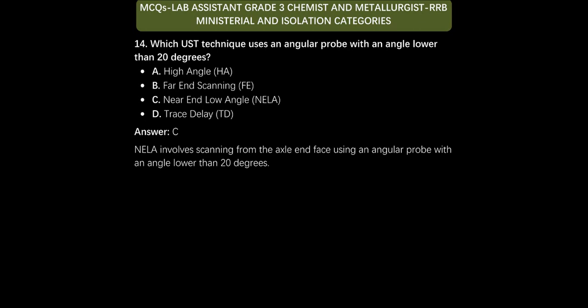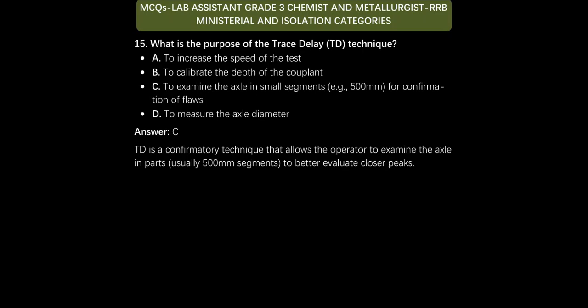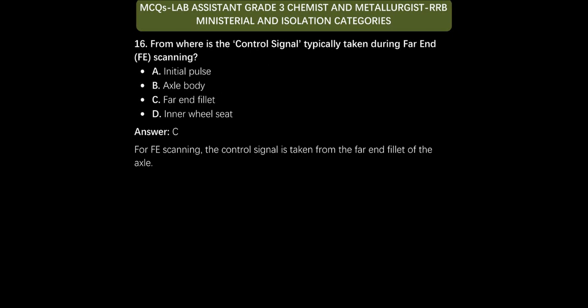Which ultrasonic testing technique uses an angular probe with an angle lower than 20 degrees? Option C, near and low angle. What is the purpose of the track delay technique? Option C, to examine the axle in small segments for confirmation of flaws.